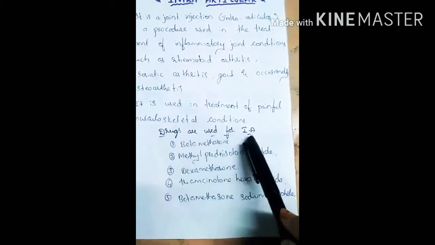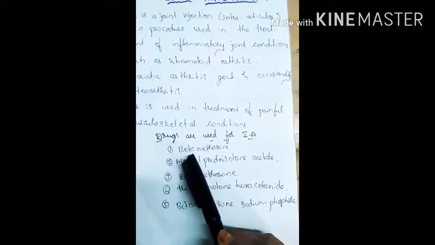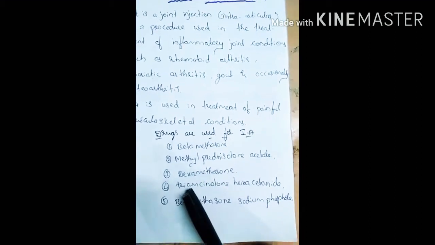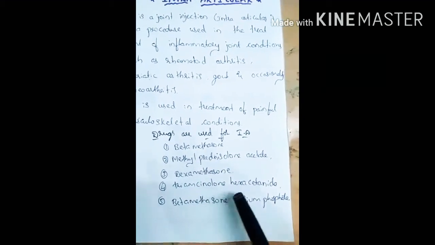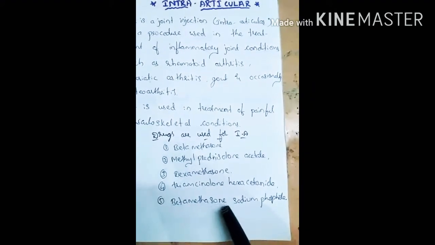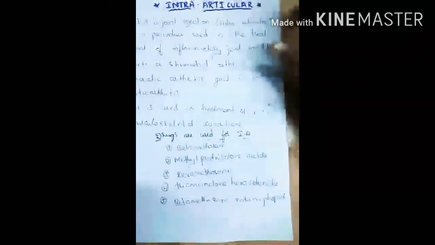Drugs used for intra-articular injection are betamethasone, methylprednisolone acetate, dexamethasone, triamcinolone hexacetonide, and betamethasone sodium phosphate. These are some of the drugs used in intra-articular administration.